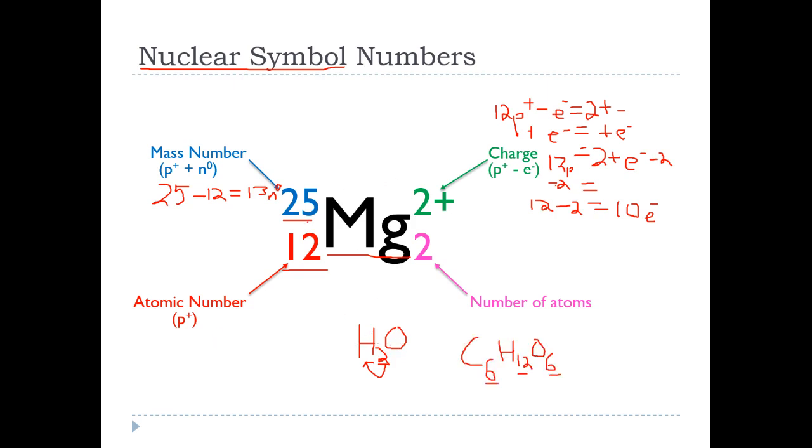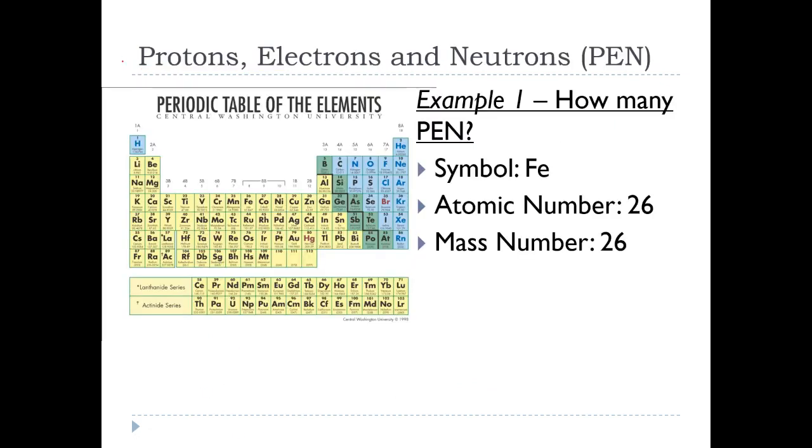So let's go ahead and use this information and look at some of the problems you're going to come in contact with. We're going to call these kind of problems pen problems for proton, electron, and neutrons. And you're always going to be asked some form of either determining how many protons, electrons, and neutrons you have based off of the properties they give you, like atomic number and mass number, or doing the reverse, being given the protons, electrons, and neutrons, and then determining the element, the atomic number, the mass, the charge, that kind of thing. So let's look at this first example.